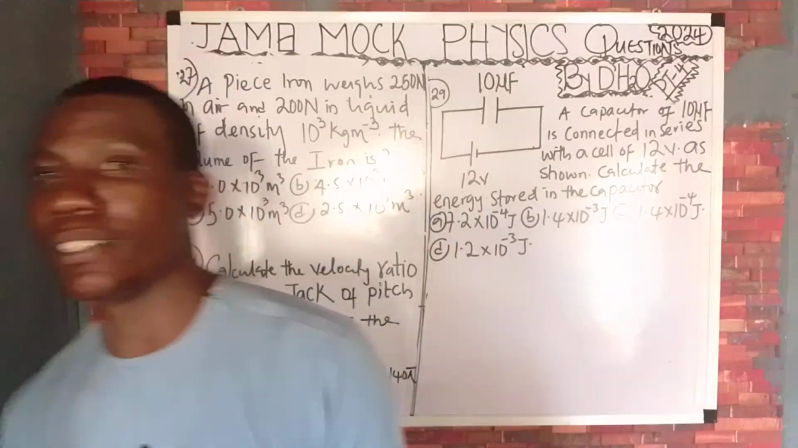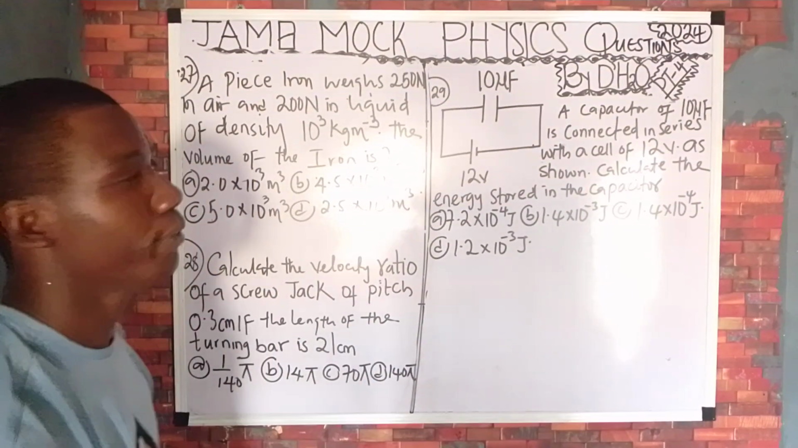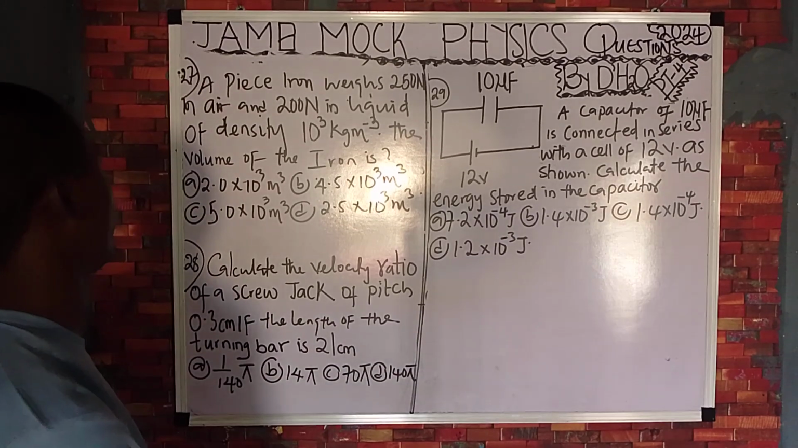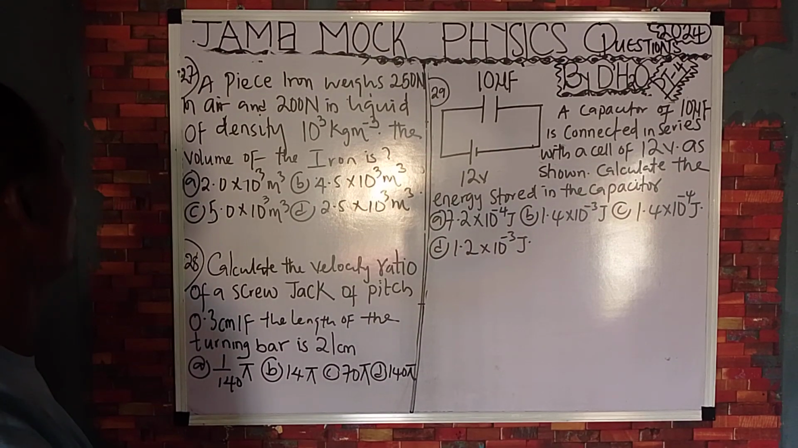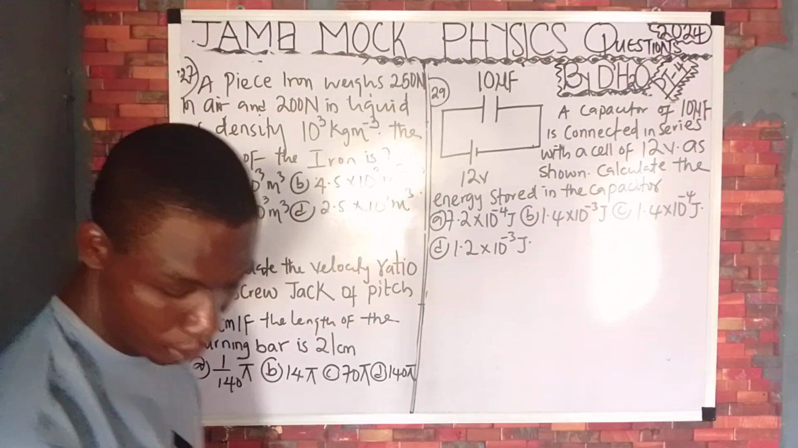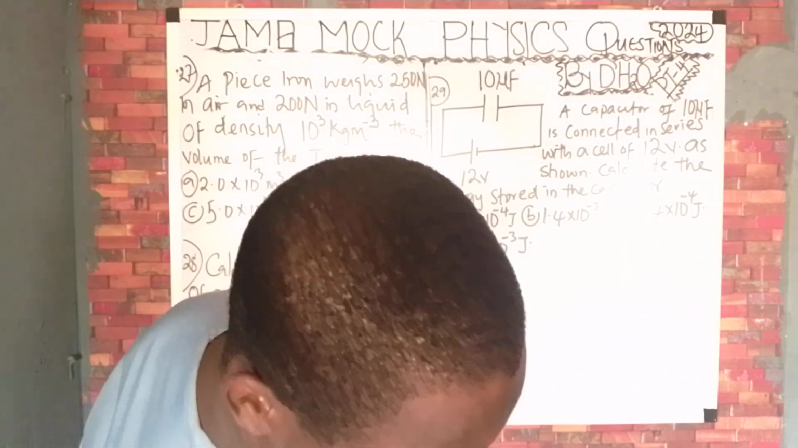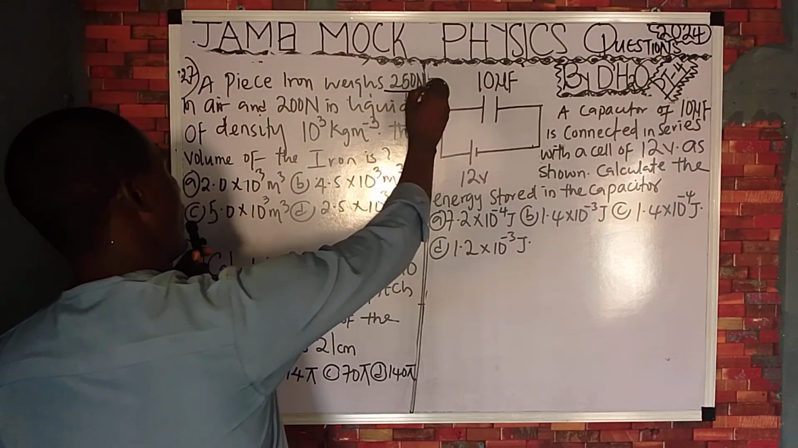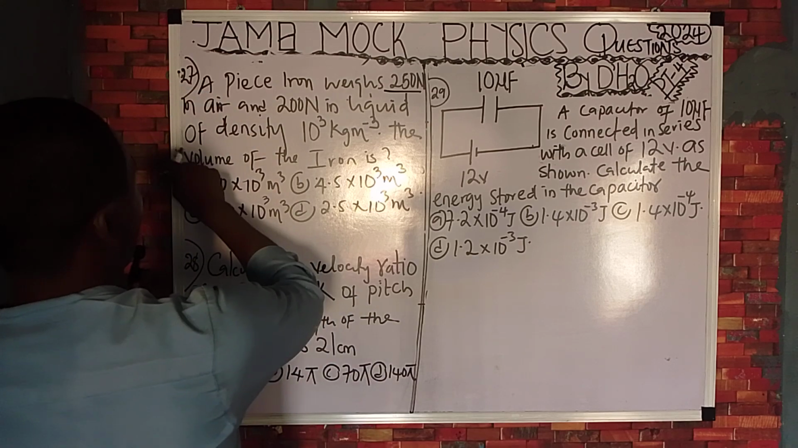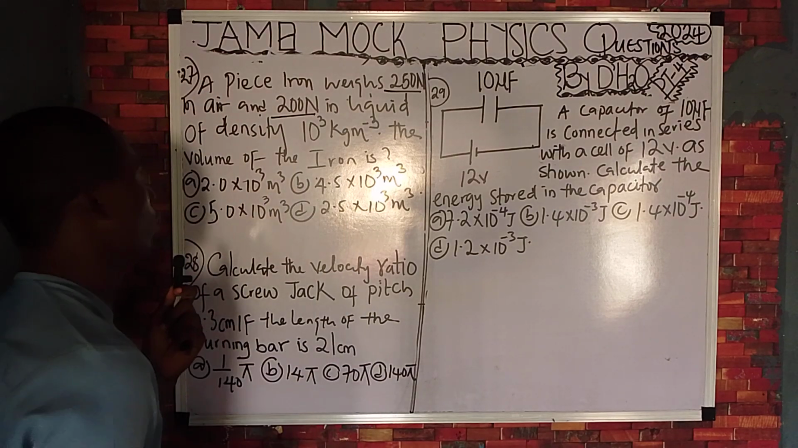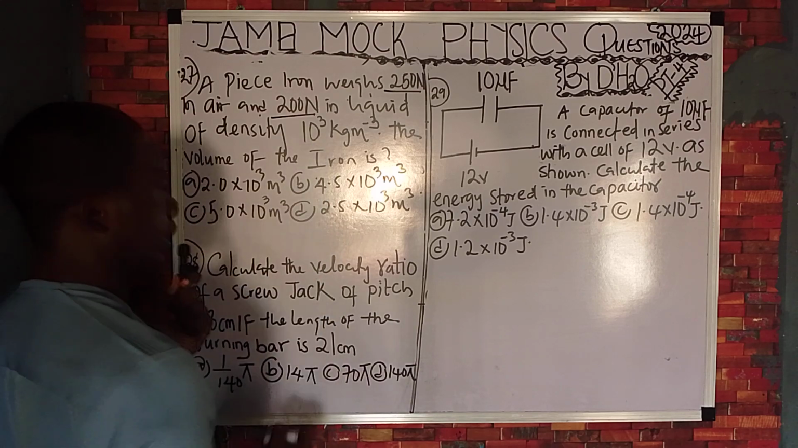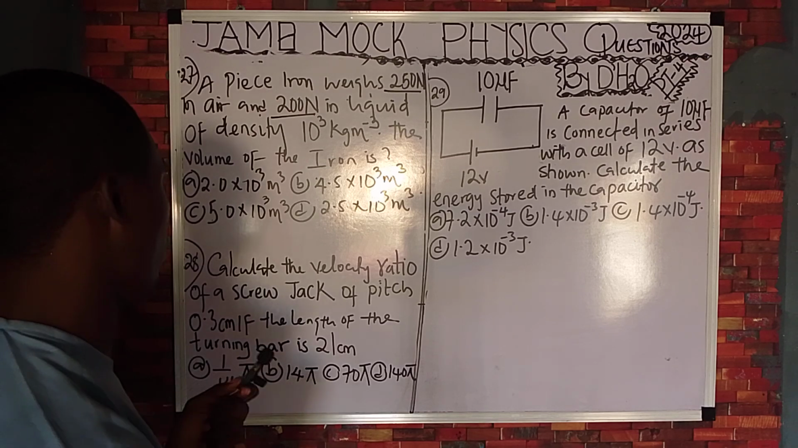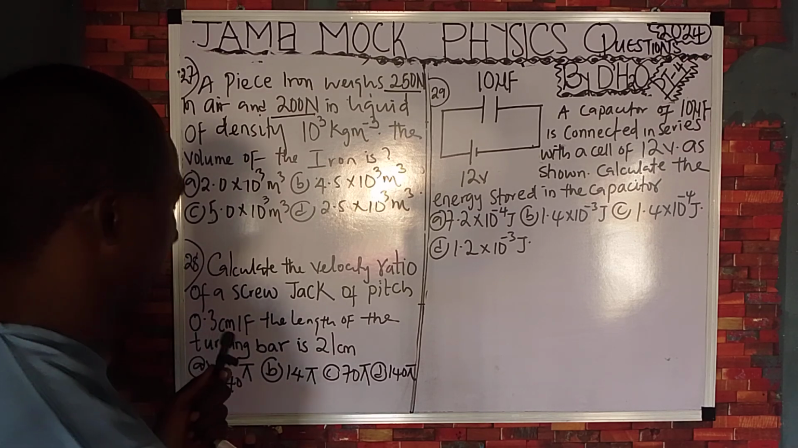Question number 27. Okay, so we have a piece of iron that weighs 250 Newton in air and 200 Newton in a liquid of density 10 raised to the power of 3 kilogram per meter cube. The volume of iron is what? What is the volume of the iron?